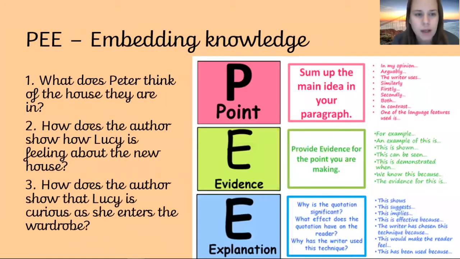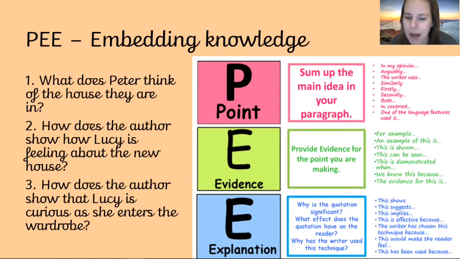Super. Now, what we're going to do is let me just grab my book. We are going to have a look at questions today and start to embed some knowledge. So we're using PEE, which is point, evidence, explanation. Point: you are going to come up with your idea, and you're going to summarize your idea. The first E is all about evidence. You're going to find something from the text to essentially prove the point that you have made, and then explain.